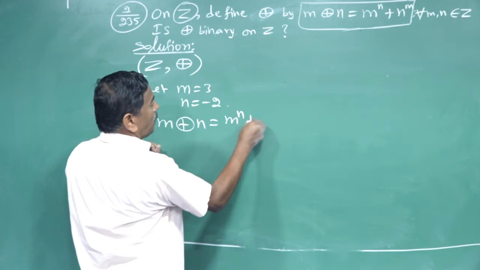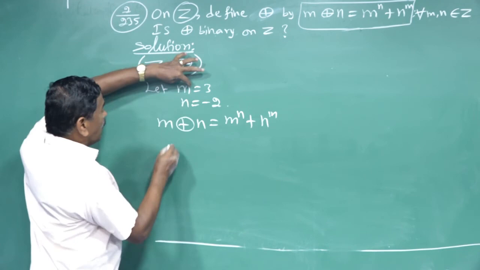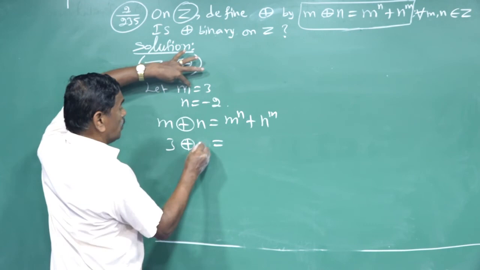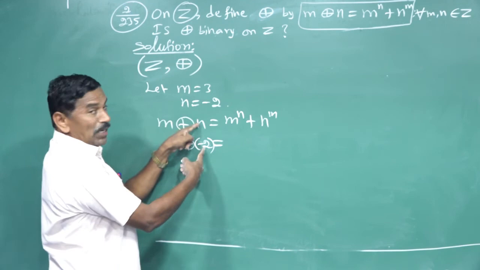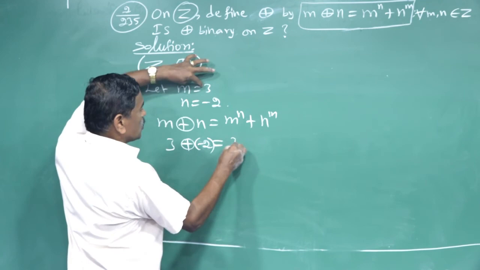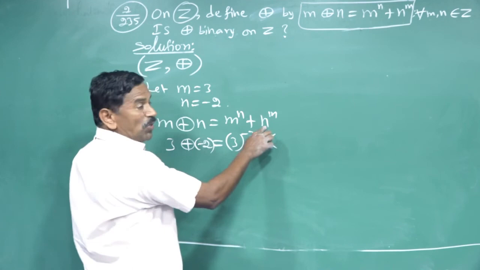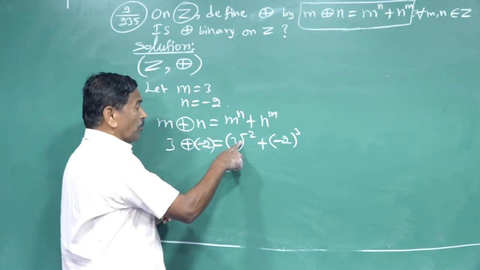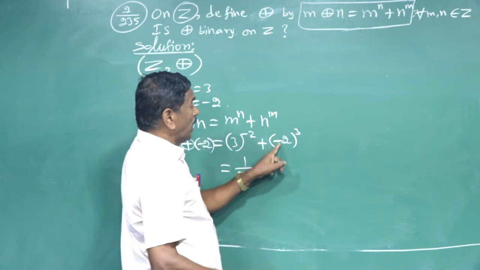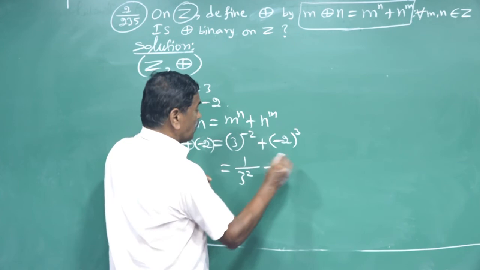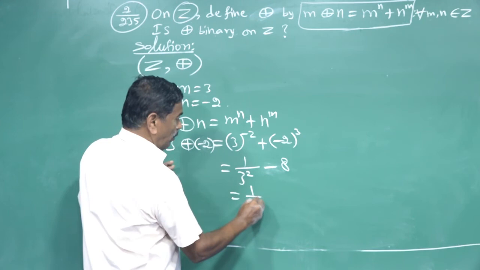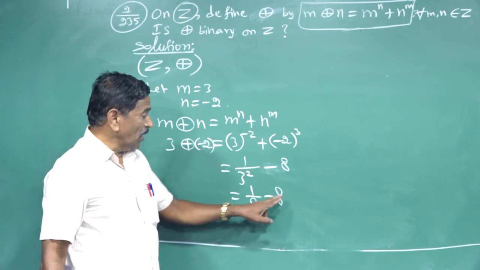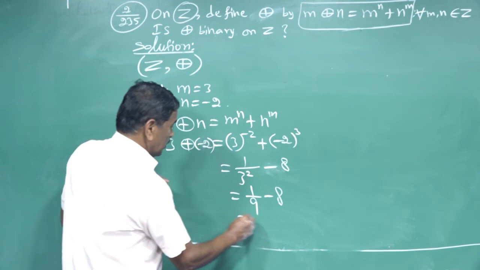Now, where M is equal to 3 and N is equal to minus 2, 3 circle plus minus 2 is equal to 3 power minus 2 plus minus 2 the whole power 3. What is 3 power minus 2? It comes in the denominator, so 1 by 3 square, plus minus 2 the whole cube, a negative number to an odd power gives a negative answer, which is minus 8. So it is 1 by 9 minus 8. Cross multiply: 8 nines are 72, so minus 72 plus 1 is minus 71. So minus 71 by 9.